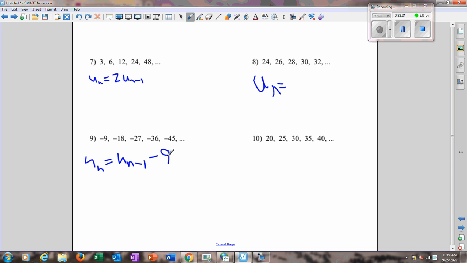Number 10, I can tell I'm adding 5 to each number. So that is just u sub n equals u sub n minus 1 plus 5.